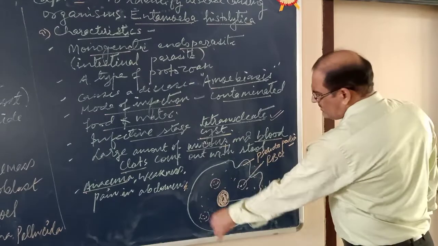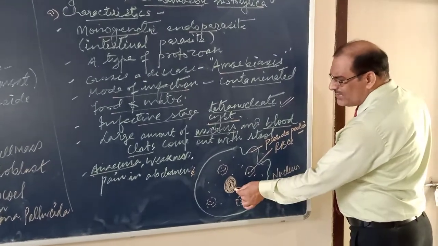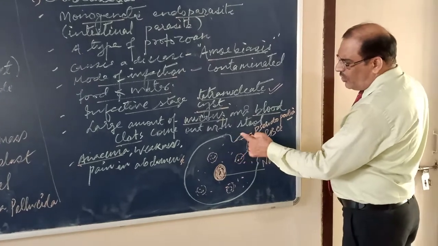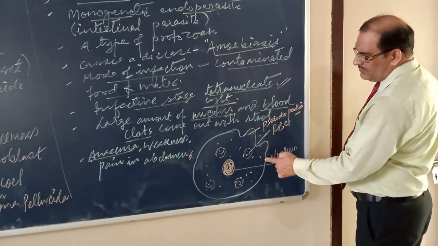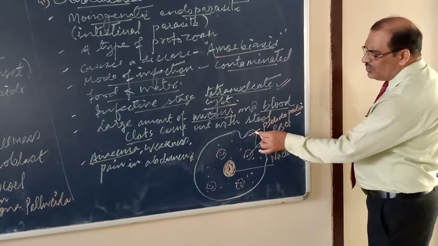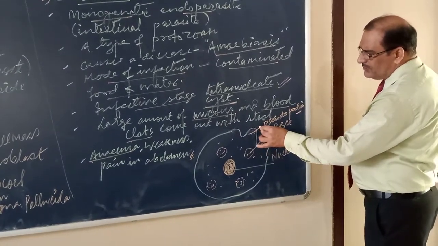Now see the structure. It is uninucleate. This is the nucleus. It can change its shape and form pseudopodia. You can see the pseudopodia. These are the pseudopodia.